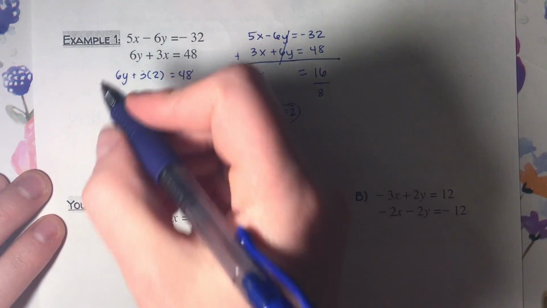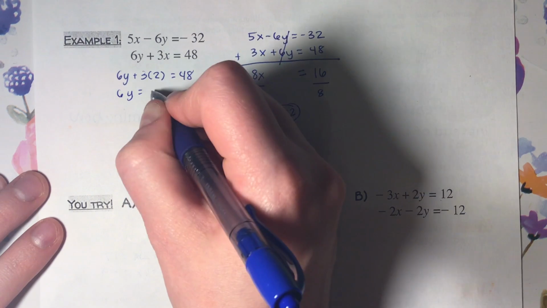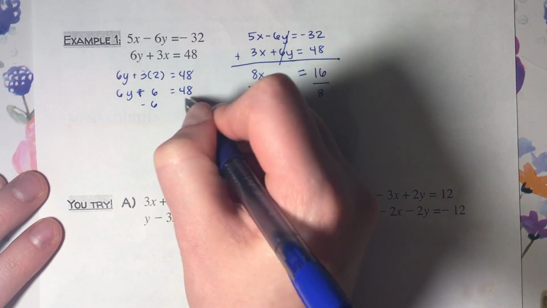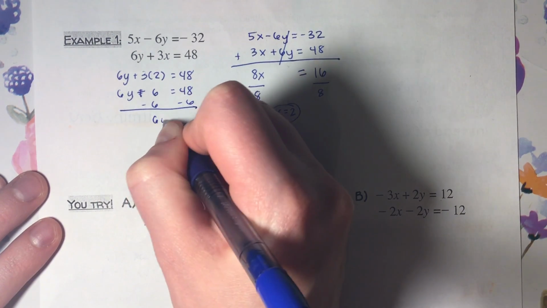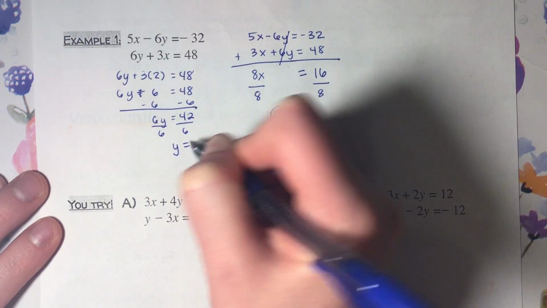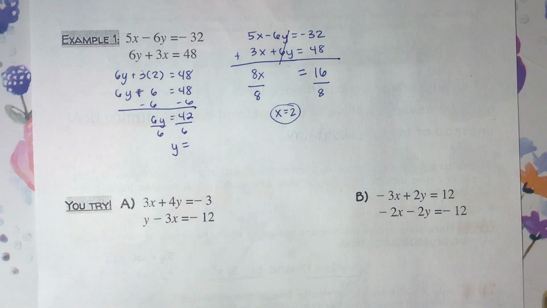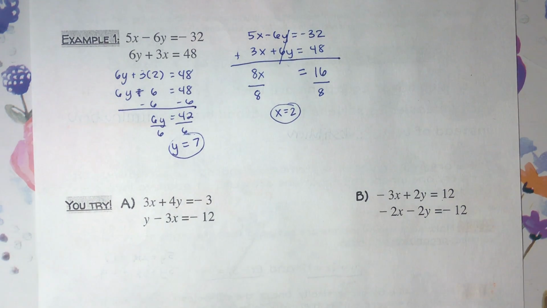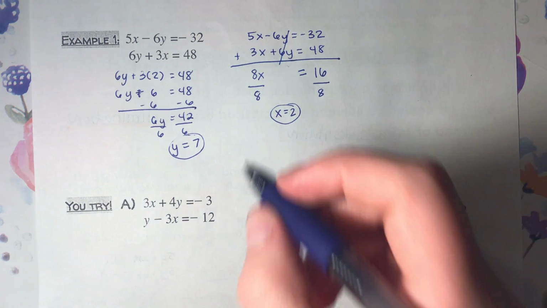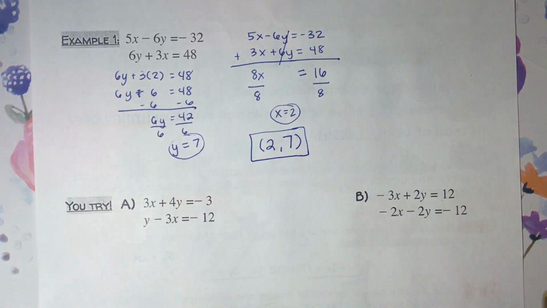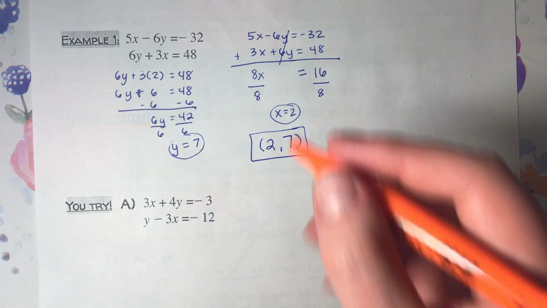Now let's keep working through this. So I have 6y plus 6 is equal to 48. Subtract 6 from both sides. 6y is equal to 42. That gets me y is equal to 7. So my final answer is going to be an ordered pair of 2, 7. That's my final answer.